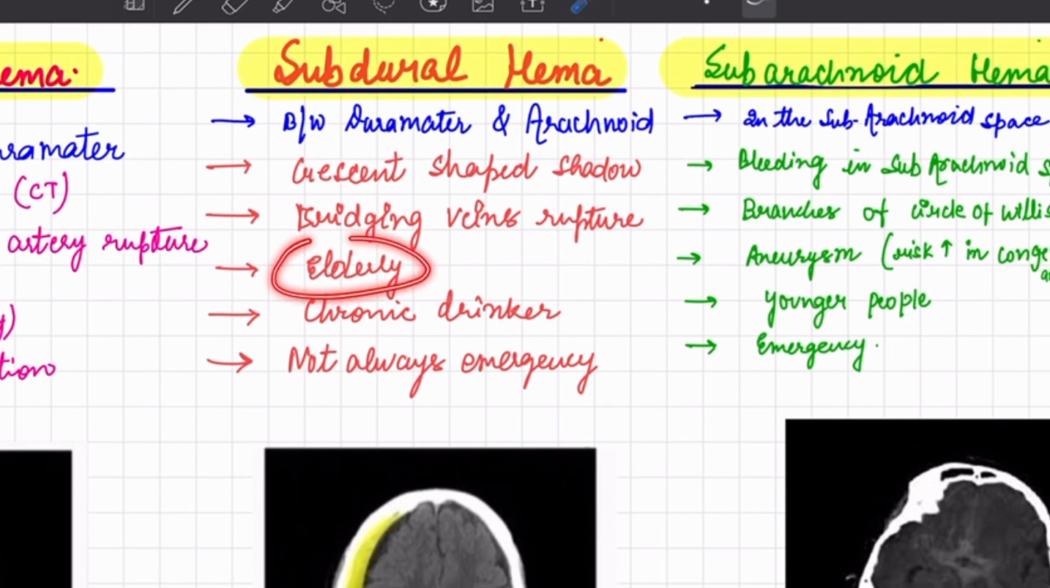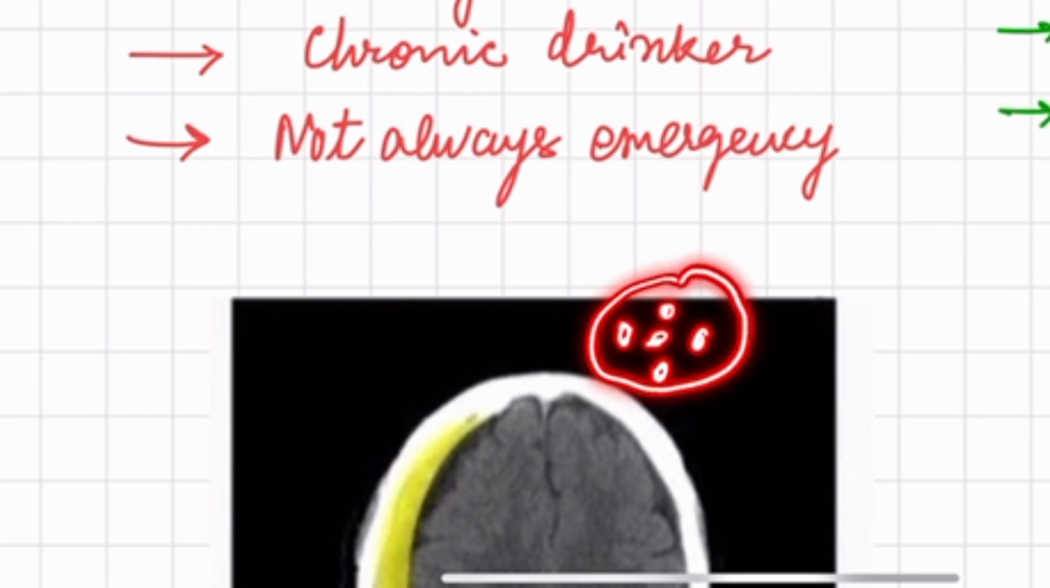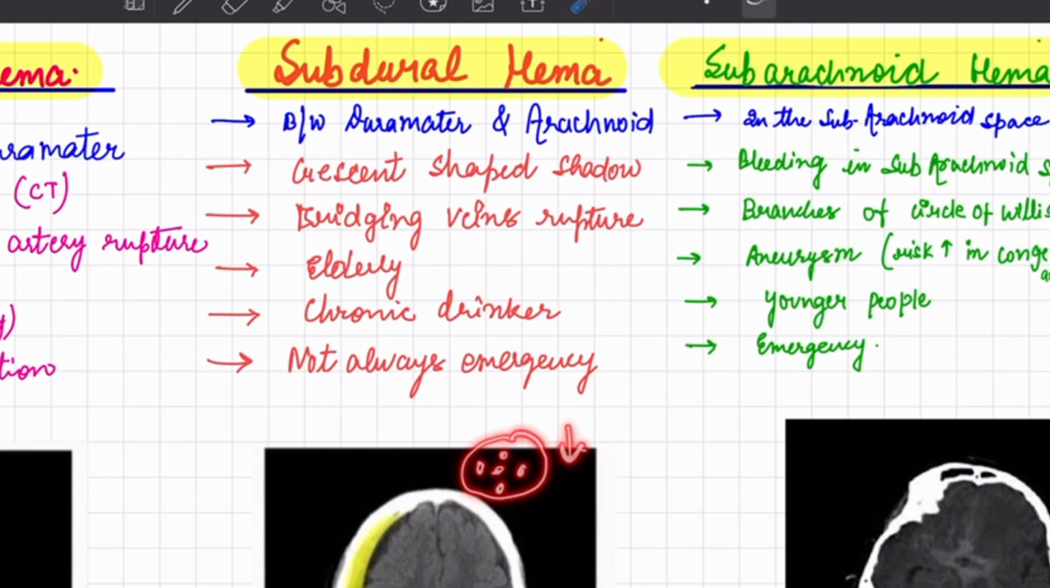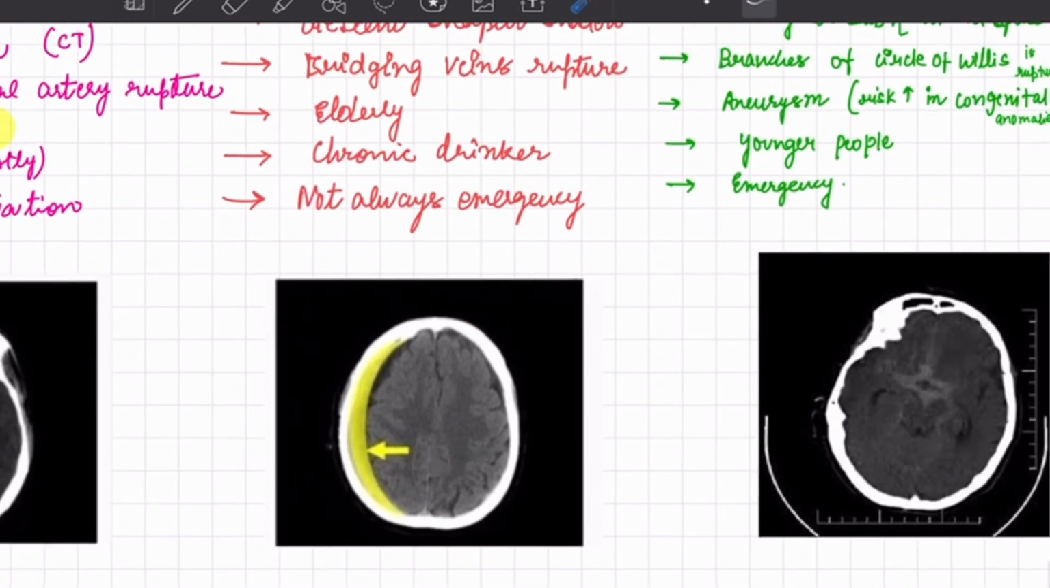Generally it is seen in elderly people. The patients who get subdural hematoma are generally found to be chronic drinkers, meaning they have been having alcohol for a long time. It is not always an emergency until many small hematomas combine to form a large hematoma and start compressing the brain or its internal structures. When it becomes large, it is an emergency situation and it can be excised.